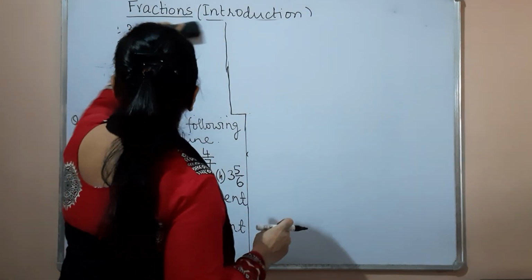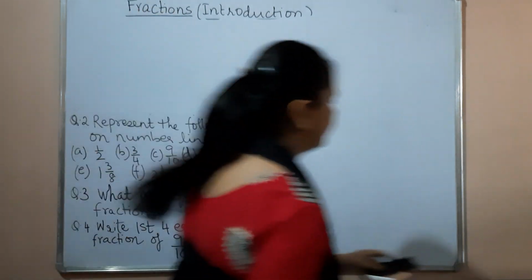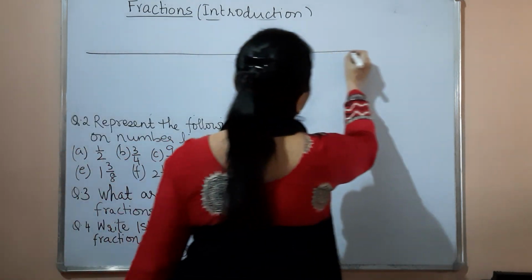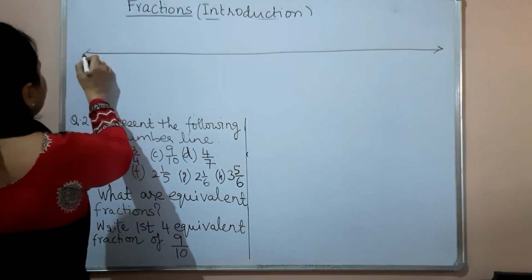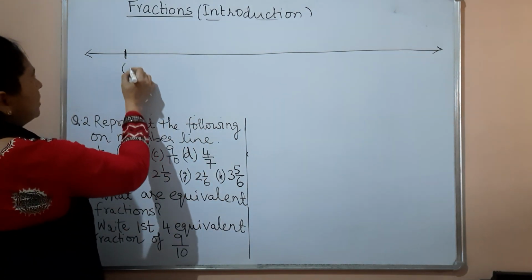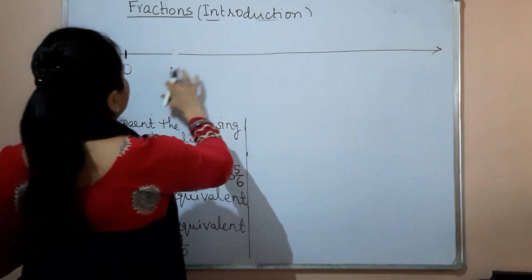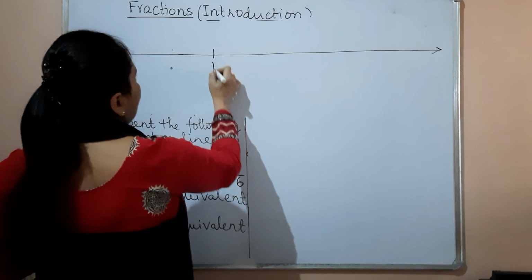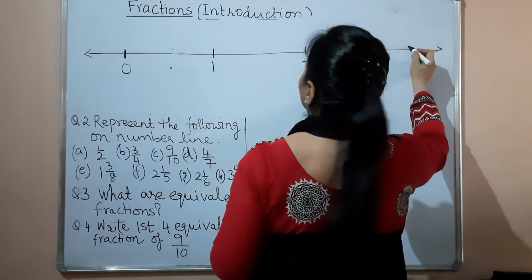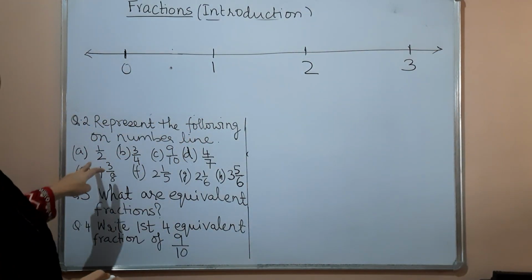Now let us do question number 2, which is representation on number line. Now we all know the number line, how we make a number line. We have a line, alright. Since this is a fraction, I am not going to write the negative part of it. Say 0, 1, 2, and say 3. It has to be equidistant. Alright. Now represent the following number on the number line.